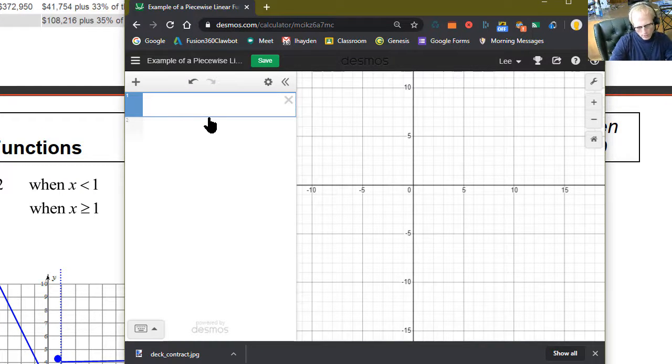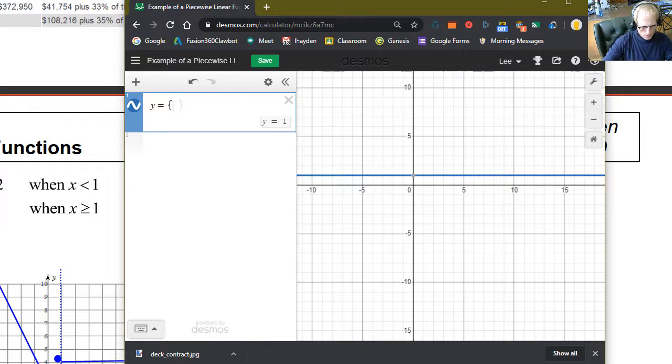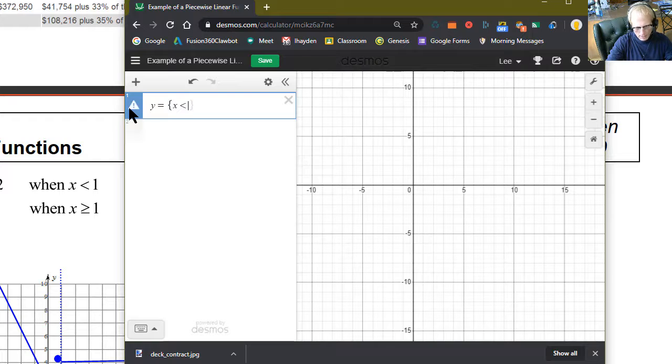So the way you graph a piecewise function in Desmos is, first of all, you say y equals, and then you put an open curly brace, sort of like the curly brace here. And then the next thing you do, instead of writing the equation part first, you write the constraint part first. So if I'm doing this one right here, I'm going to do x less than 1, and then you put a colon, and then you put the equation, so negative 2x plus 2.